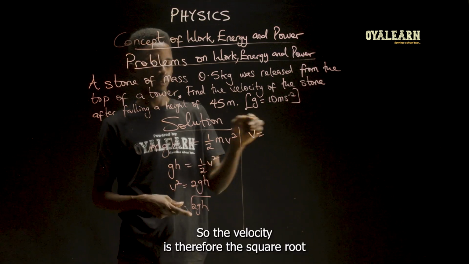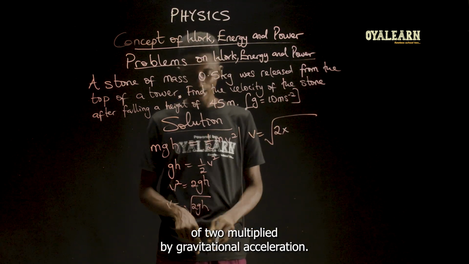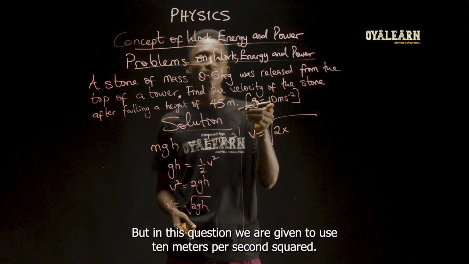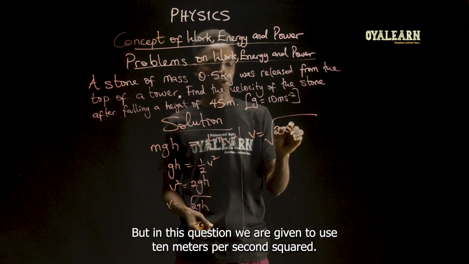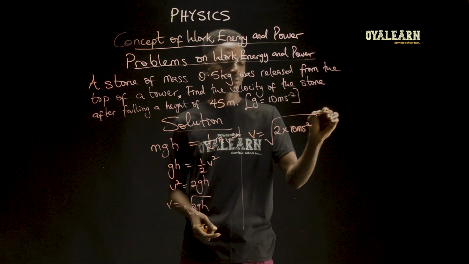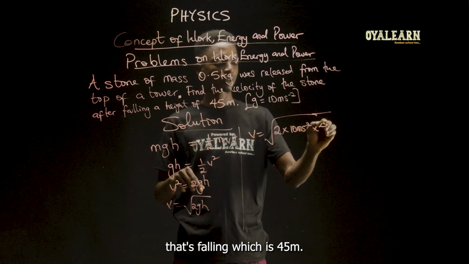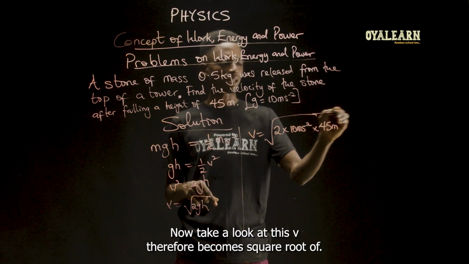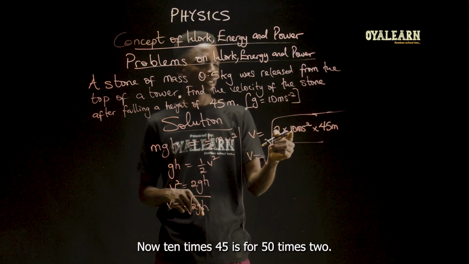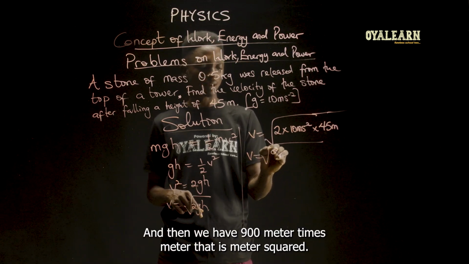So the velocity is therefore the square root of 2 multiplied by gravitational acceleration. Now, it is a constant, but in this question, we are given to use 10 meters per second squared. So that will be 10 meters per second squared, then multiplied by the height that it's falling, which is 45 meters. Now take a look at this. V therefore becomes the square root of, now 10 times 45 is 450 times 2, and then we have 900.